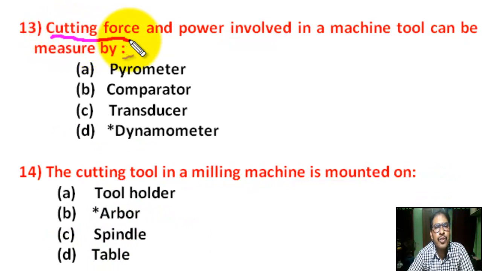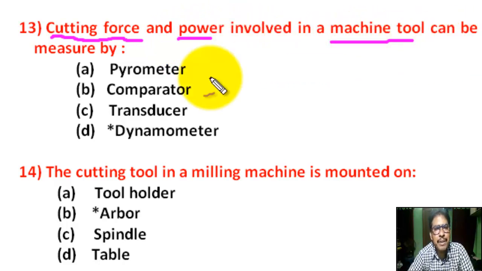Question number 13. Cutting force and power involved in a machine tool can be measured by. There are 4 options. Correct answer is D. Dynamometer is used to measure cutting force and power in a machine tool.